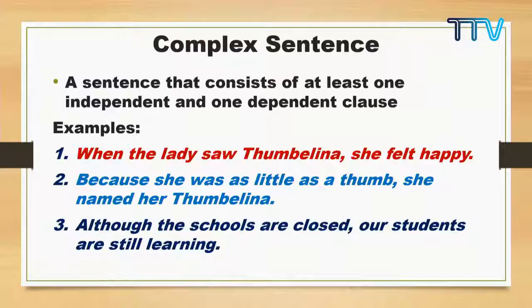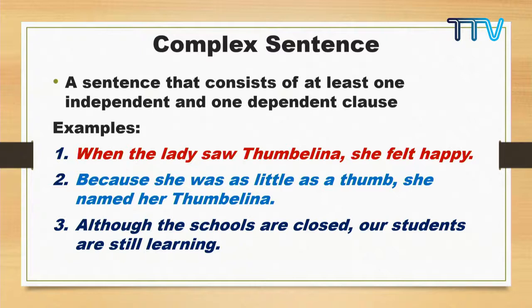Next example. Although the schools are closed, our students are still learning. Again, what do you say? Two clauses, dependent and independent. Although the schools are closed, is it dependent or independent? Yes, right. This is dependent. Our students are still learning. This is independent, because it makes sense in itself. Although the schools are closed is an example of a dependent clause. So this is an example of a complex sentence.